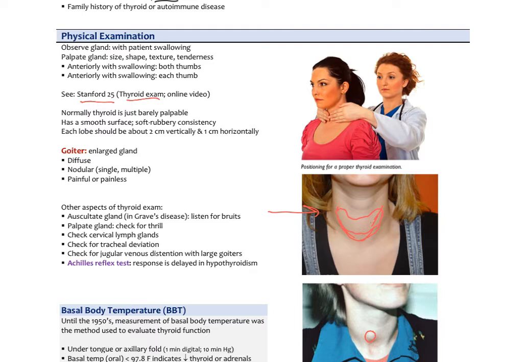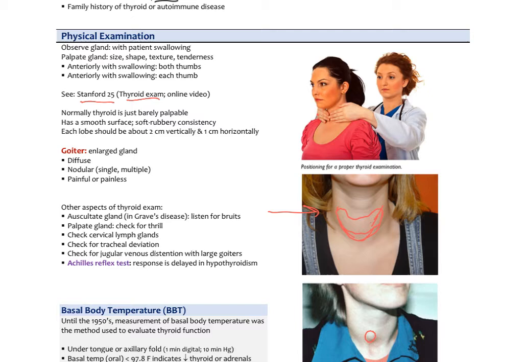But we want to, again, look at the thyroid face on. We want to then palpate the gland, and there's a couple ways of doing that, but the typical position is from behind. Now, some patients do not feel comfortable with this, so it's very important to check in with the patient to see if, first of all, they allow you to do the exam, but also that this position is not going to be too uncomfortable for them. They might feel like they're being choked.